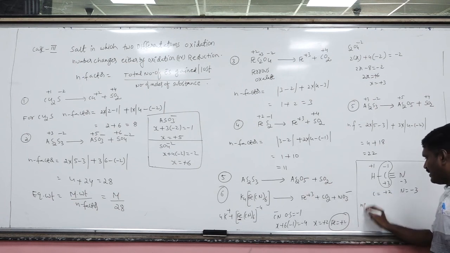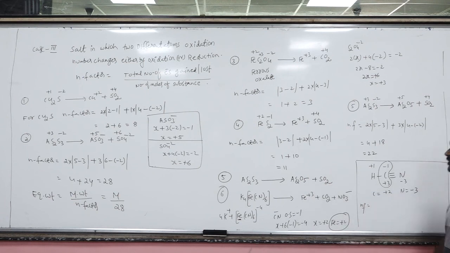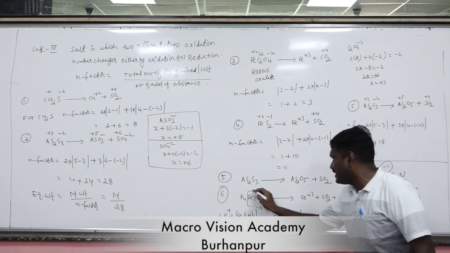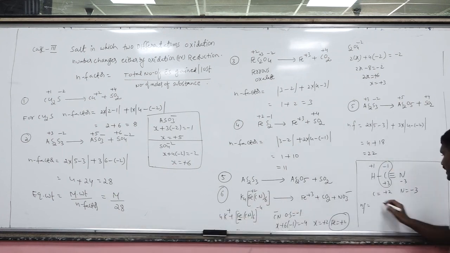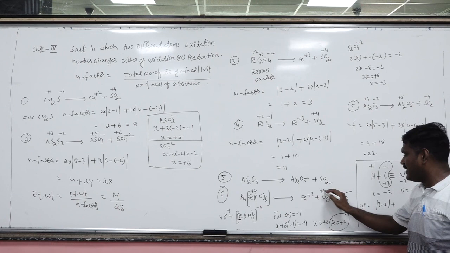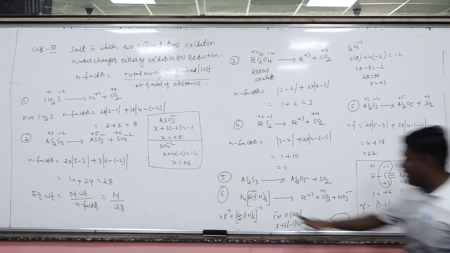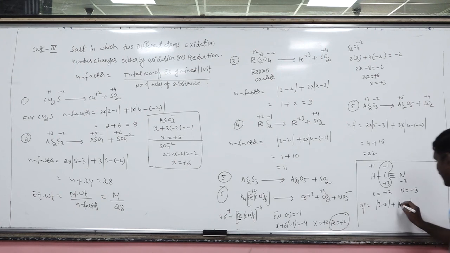Here N factor is equal to, now iron oxidation number changes from plus 2 to plus 3. So the change will be 1 for one iron atom. Plus, what about the carbon? Carbon oxidation number on the right hand side is plus 4, so the change in oxidation number of carbon is 4, on the left hand side 2, 4 minus 2. How many such carbon atoms are there? Here in K4Fe(CN)6, 6 carbon atoms are there.